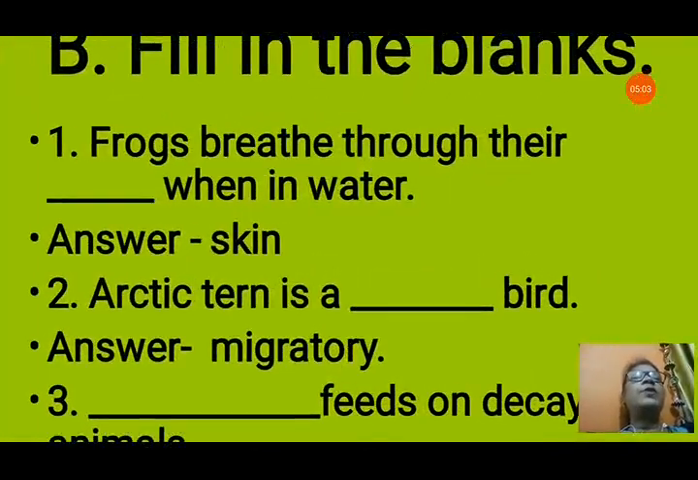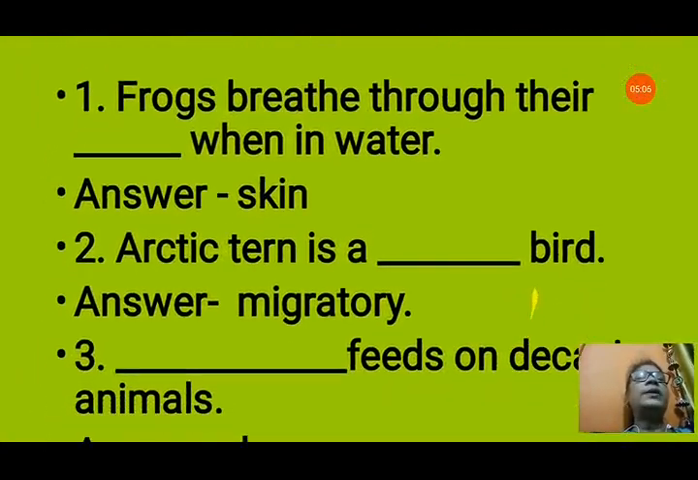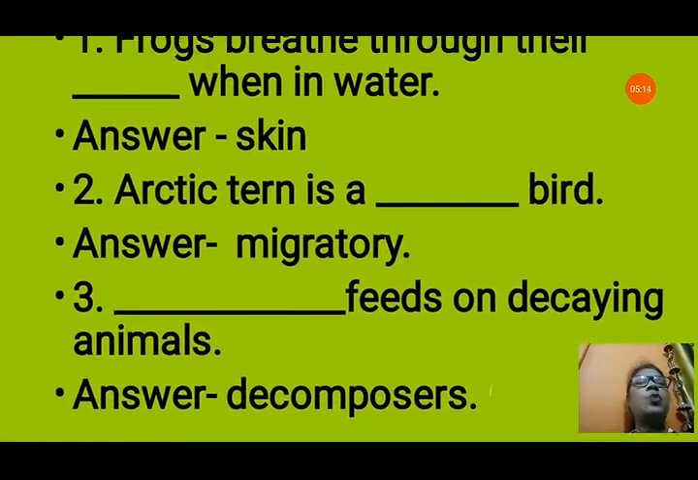Now question B, fill in the blanks. Frogs breathe through their dash when in water. Answer is skin. They have moist skin in the water. With that they take in oxygen and breathe out carbon dioxide. Question number 2, Arctic tern is a dash bird. We know that Arctic tern is a migratory bird.